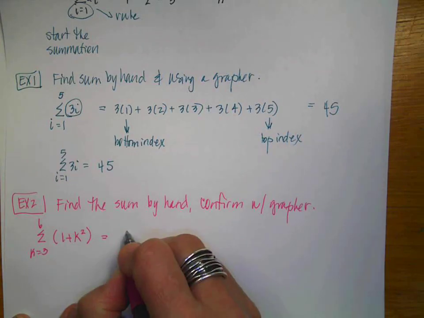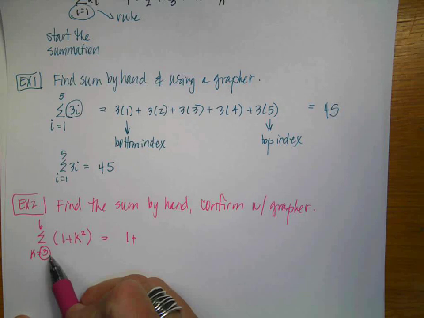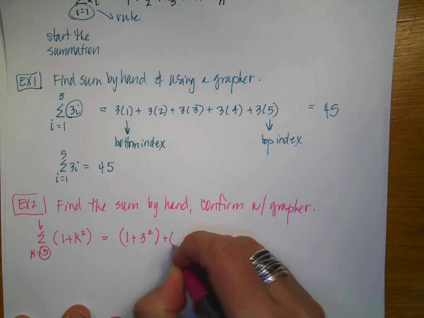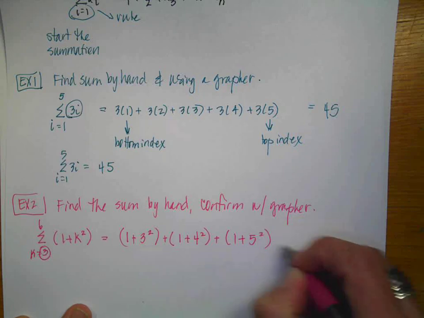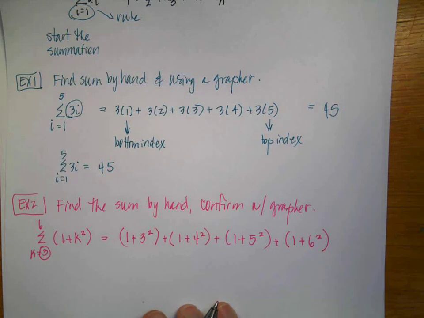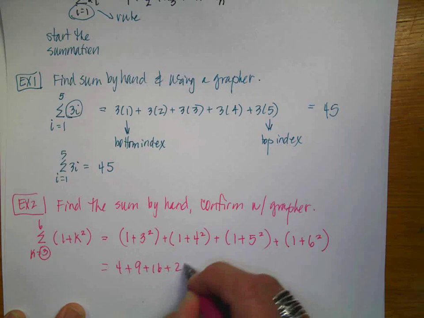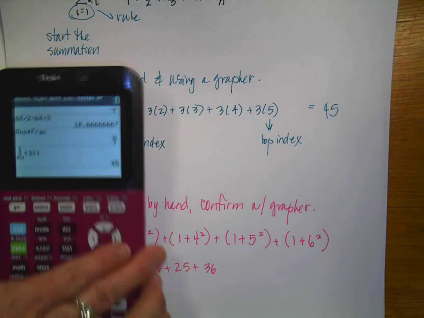So then if I substitute in my values, this is going to be 1 plus, notice on this one that I'm starting on the third term. You don't always have to start at 1. So it's going to be 1 plus 3 squared, plus 1 plus 4 squared, plus 1 plus 5 squared, and then plus 1 plus 6 squared. If you wanted to simplify it to put into your calculator, this is 1, 2, 3, 4. So I have 4 plus 9 plus 16 plus 25 plus 6 squared is 36, and that is going to be 90. Okay? So now let's do it in your grapher.